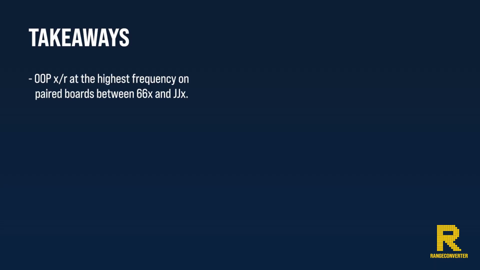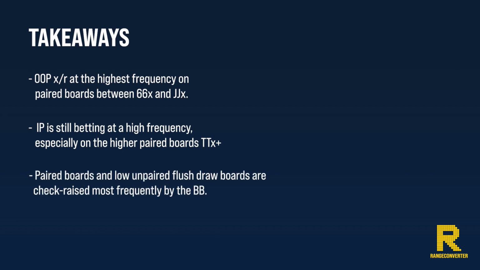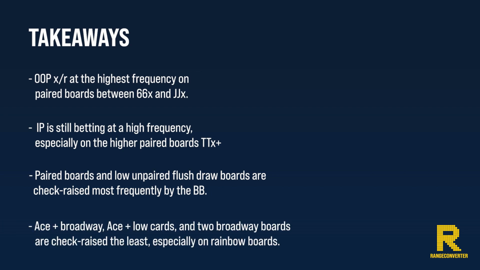So to summarize, out of position has the highest check raise frequency on paired boards between 6s and jacks. Despite this, a button in position still bets at a high frequency, especially on high paired boards 10s+. Thirdly, paired boards and low unpaired flush draw boards are check raised most frequently by the big blind. And fourth, ace plus Broadway, ace plus low cards and 2 Broadway boards are check raised the least, especially on rainbow boards. I hope this video has helped you in understanding how you can use the aggregated reports in your study. It is a super powerful tool in simplifying the complex post-flop game tree and learning a baseline post-flop strategy.